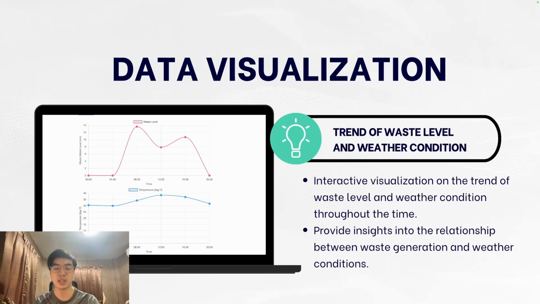For our data visualization, we provide the users with interactive line charts using chart.js to visualize the trends of waste levels and weather conditions over time. The users can select the time period to visualize, including yearly, monthly, or daily. And this visualization aims to offer insights into the relationship between waste generation and weather conditions.